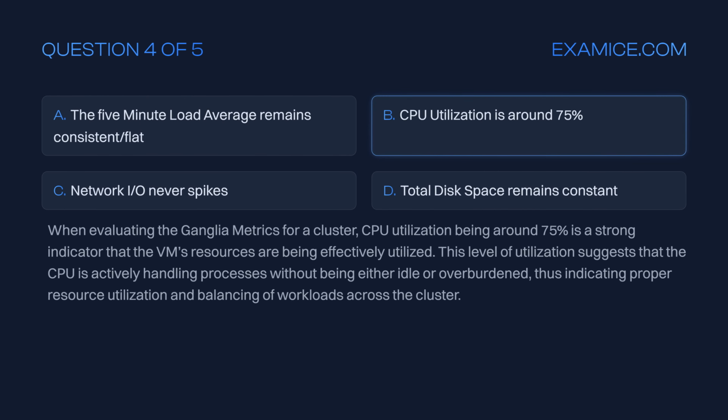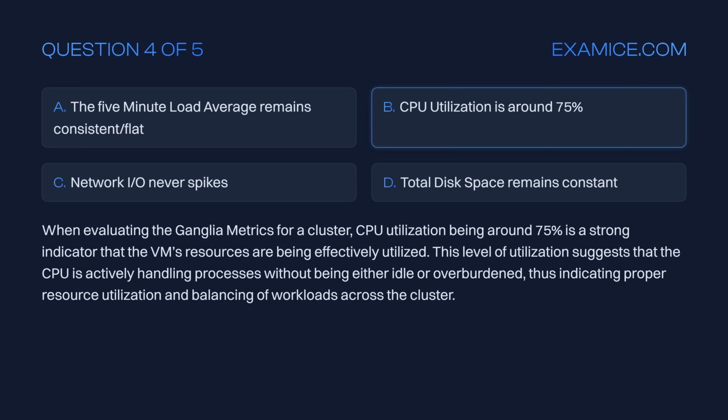The answer is option B. When evaluating the ganglia metrics for a cluster, CPU utilization being around 75% is a strong indicator that the VM's resources are being effectively utilized. This level of utilization suggests that the CPU is actively handling processes without being either idle or overburdened, thus indicating proper resource utilization and balancing of workloads across the cluster.